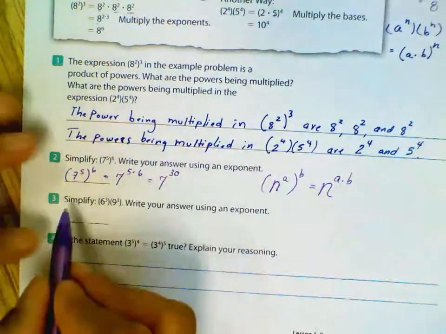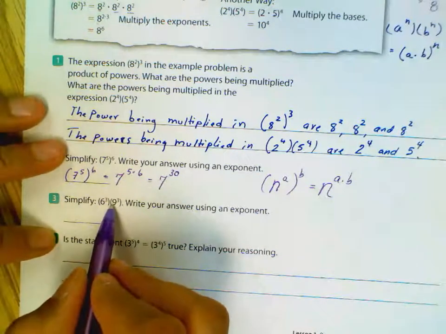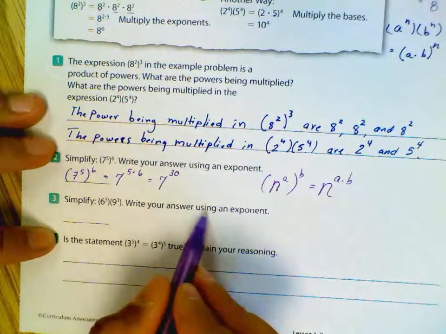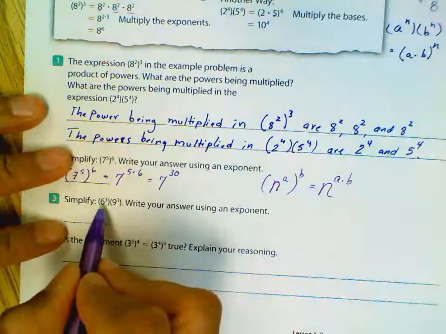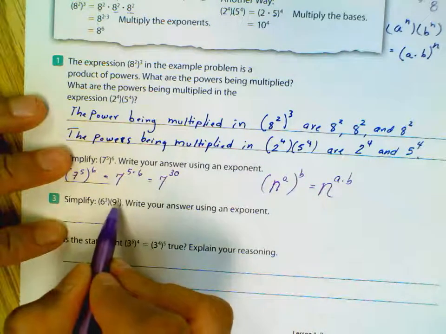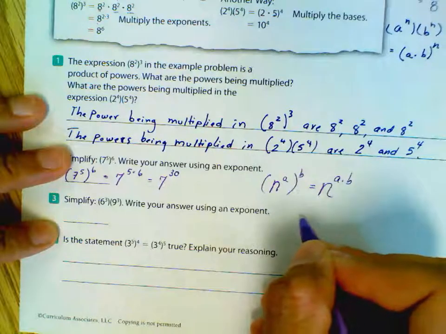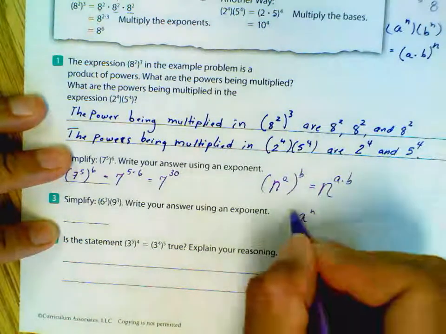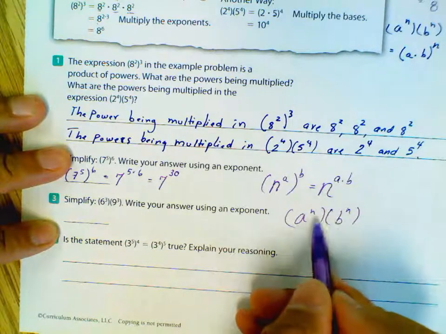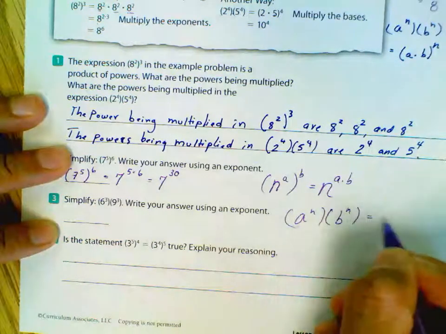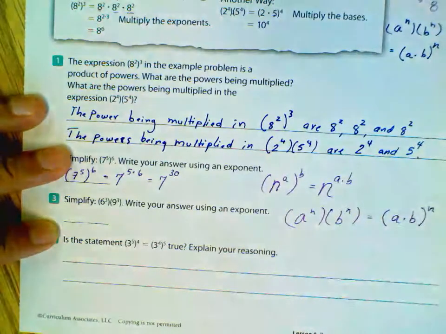Number 3, simplify 6 to the 3rd power times 9 to the 3rd power. Write your answer using an exponent. Remember, let's look: the bases are different and the exponents are the same. So I'm thinking of a to the n power times b to the n power, where the bases are different and the exponents are the same, equals a times b to the n power.